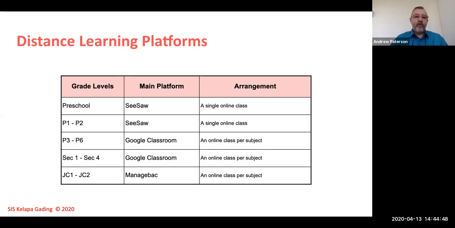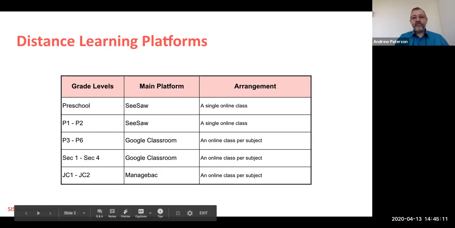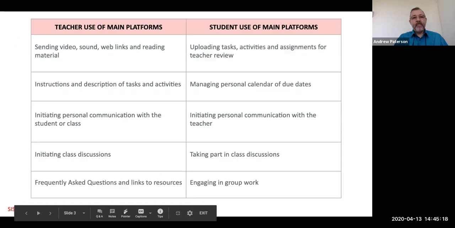And then finally, for junior college, for JC1 and JC2, we use ManageBac. ManageBac is particularly optimized for the IB program. It includes things like CAS and the extended essay and TOK, as well as activities just like Google Classroom does. Actually, in some cases, teachers also use Google Classroom in JC as well. So three main platforms that we use across the school for our students.